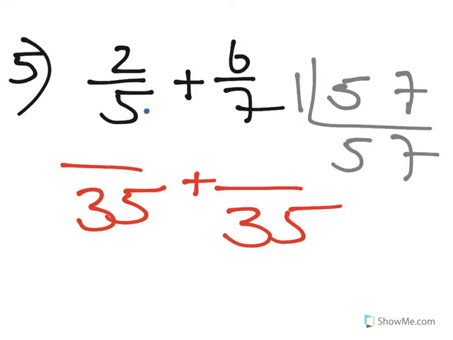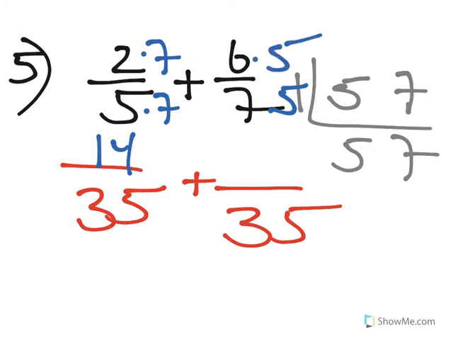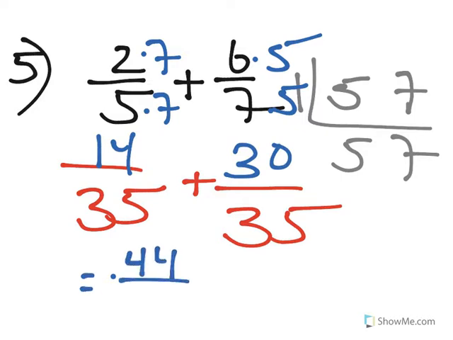Now I have to go back. 5 times 7 is 35, so what I do to the bottom, I do to the top, so 2 times 7 is 14. 7 times 5 is 35. What I do to the bottom, I do to the top, so I get 30. Now that I have common denominators, I can add them, and I get 44 35ths.